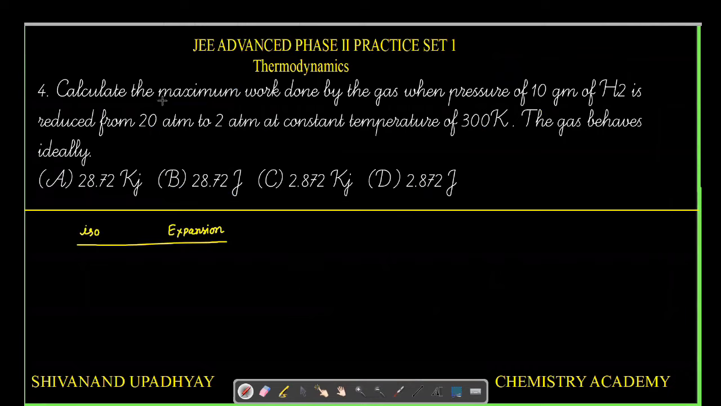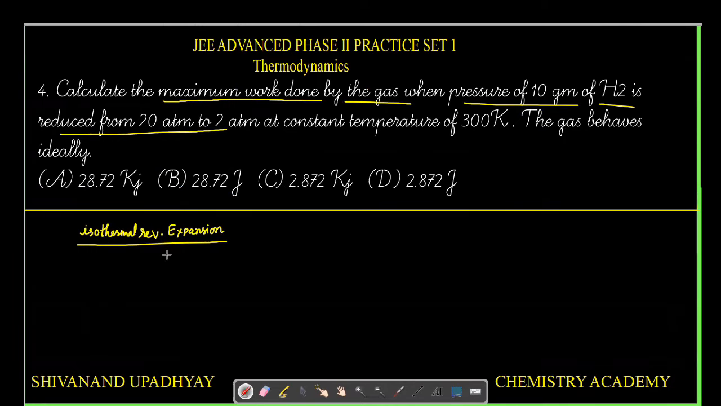Here they are asking about the maximum work done by the gas when the pressure of 10 gram of hydrogen gas is reduced from this to this. So it is expansion and maximum work is used. It means that it is isothermal reversible expansion. They have given that temperature is constant, so isothermal, and since it is expansion with maximum work, it is reversible. We know that if an ideal gas participates in an isothermal reversible process, work done is equal to minus nRT ln V final upon V initial, or P initial upon P final.